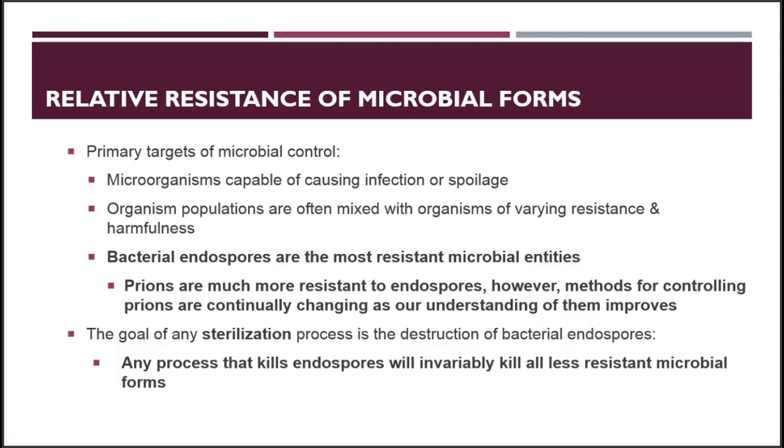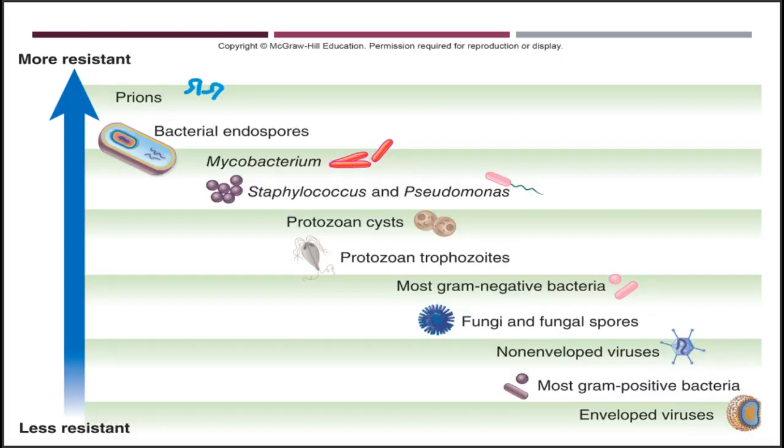So the goal of any sterilization process is to remove bacterial endospores. And since endospores are the most resistant structure that we're going to discuss, any process that will kill endospores will also kill any structures that are less resistant than the endospore.